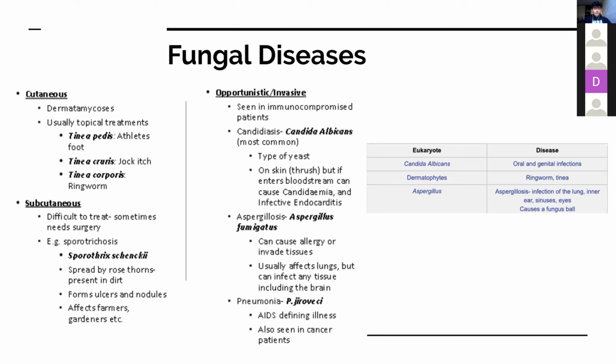Subcutaneous ones are very difficult to treat. Then you've got your opportunistic and invasive ones, which are the ones you see in immunocompromised patients, such as those with HIV. So candida, that's your thrush. Then you have aspergillosis, from your aspergillus fungi. And if you have fungal pneumonia, it's pretty much guaranteed that you've got AIDS at that point, because your immune system would have to be really, really bad to contract fungal pneumonia from that specific bug. All right, let's move on.